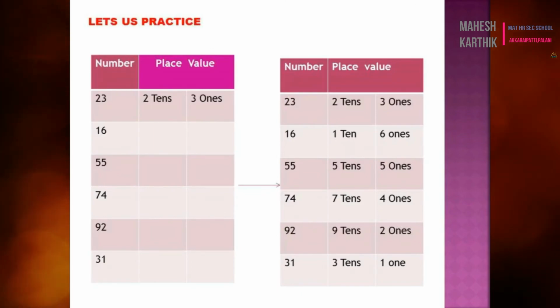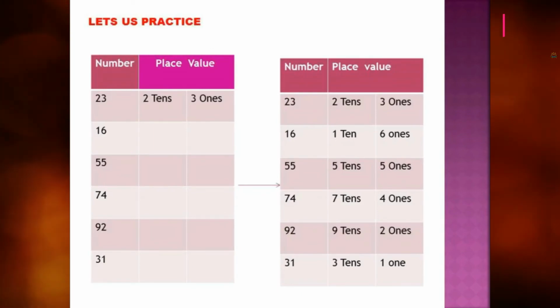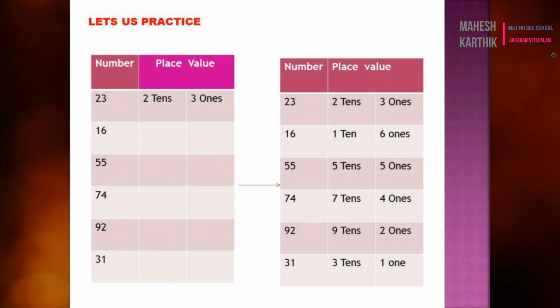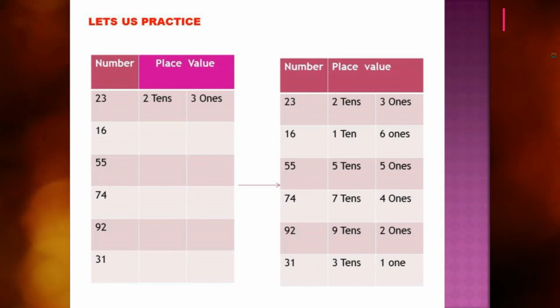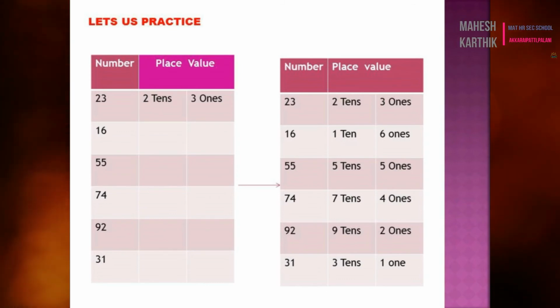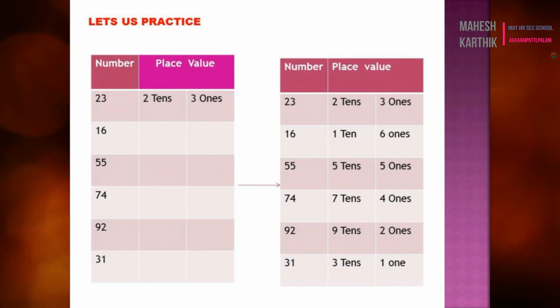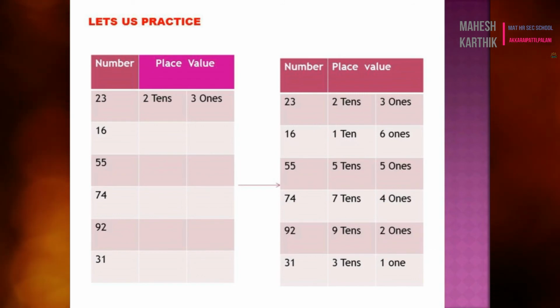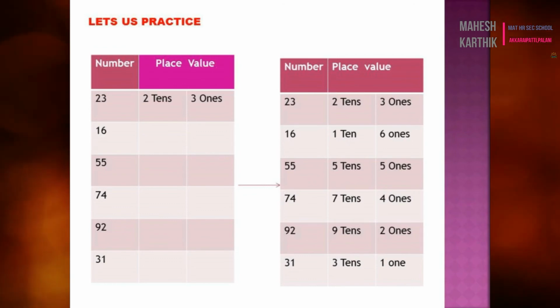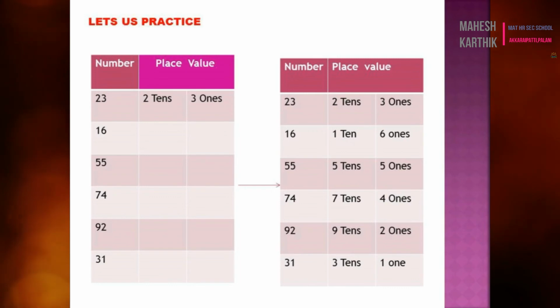Let us practice. They have given the number, you have to write the place value. For example, the number 23 is written as 2 tens, 3 ones, isn't it? Like this, the 16. How many ones are there? 6 ones, 1 ten. In 55, 5 tens, 5 ones. 74, 7 tens, 4 ones. 92, 9 tens, 2 ones. In 31, 3 tens, 1 one.